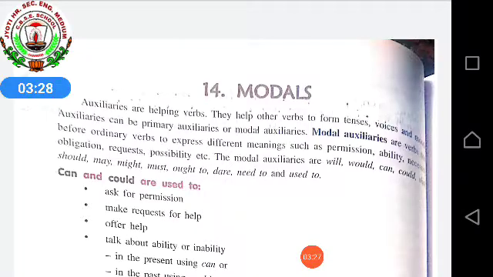You all also see in your book, page number 80, modals. Auxiliaries are helping verbs, or they help other verbs to form tenses, voices and moods. Auxiliaries can be primary auxiliaries or modal auxiliaries. Modal auxiliaries are verbs used before an ordinary verb to express different meanings, as I told you, such as permission, ability, necessity, request, possibility, obligation, etc. And the various modal auxiliaries are will, would, can, could, shall, should, may, might, must, ought to, dare, need to and used to. So now we'll be learning in detail.